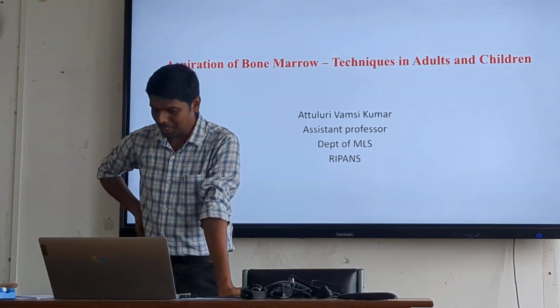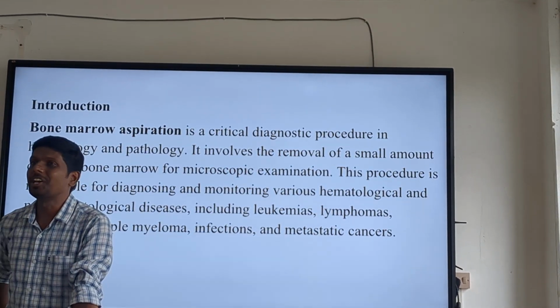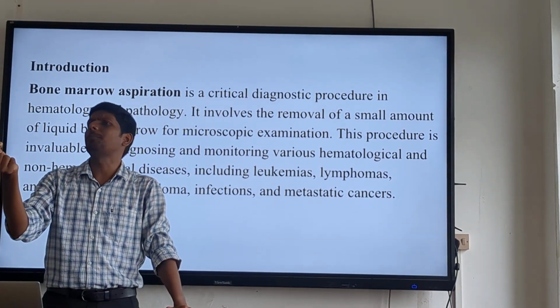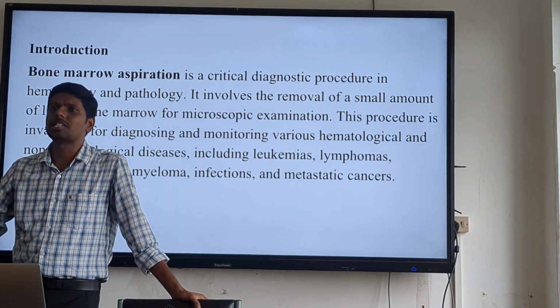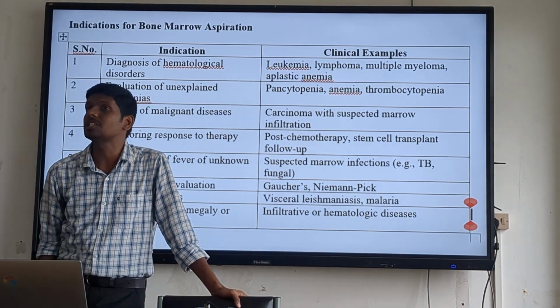Okay. So today we discussed bone marrow aspiration, and we started with the introduction and definition. Bone marrow aspiration is a technique to obtain a small piece of bone for the purpose of diagnosing bone-related disorders such as aplastic anemia, metastatic disease, etc. Then we discussed indications for bone marrow aspiration.